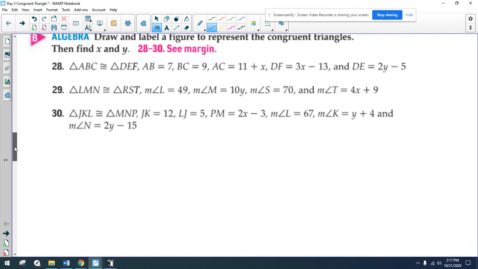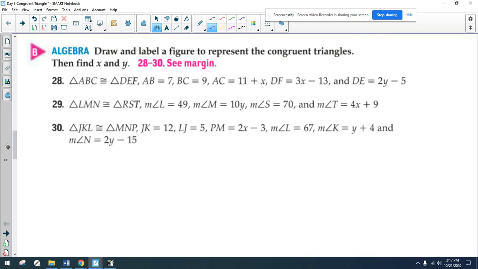Okay? Almost done. These ones aren't quite as long, so we're about halfway. So next it says draw and label a figure, and then find x and y. So for 28, it says triangle ABC and DEF are equal. So it doesn't matter.